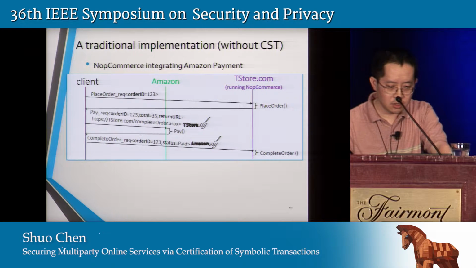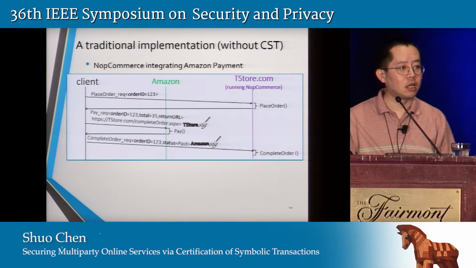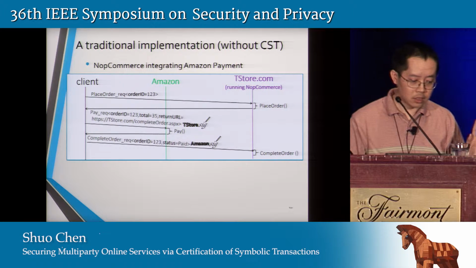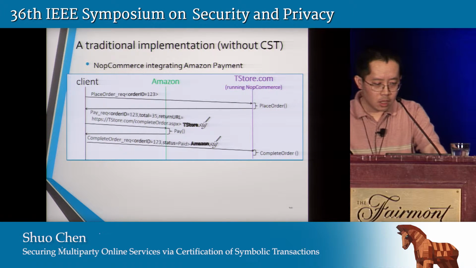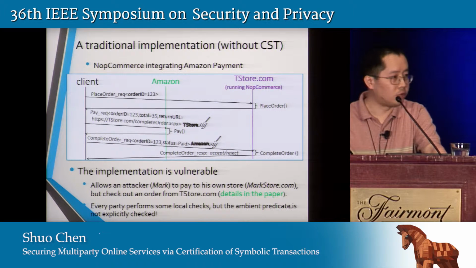And you can also see another message is signed by Amazon. So these digital signatures make sure that the client cannot tamper with the messages. Okay, so far it looks good. Unfortunately, this implementation is vulnerable.